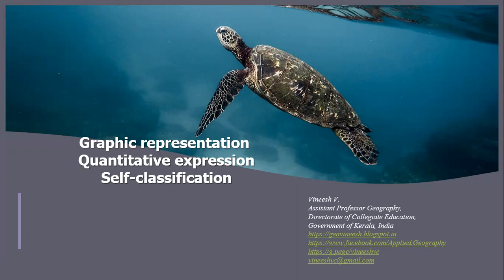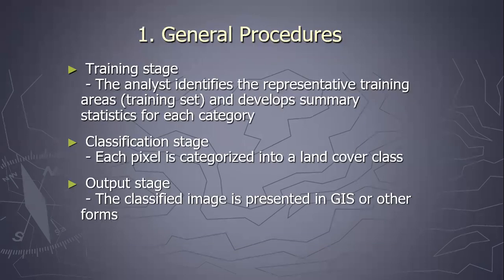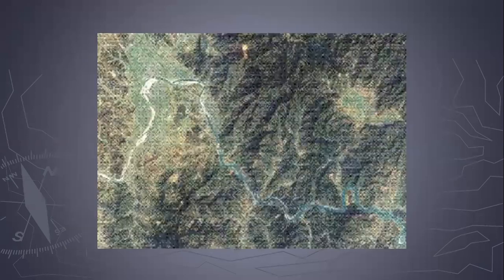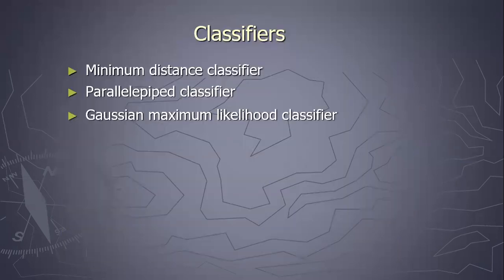And we have gone through different algorithms in supervised classification. Let us rewind that supervised classification, including the general procedures that we discussed, training, then classifiers, that is minimum distance classifier, parallelepiped classifier, and Gaussian maximum likelihood classifier. So all these three are different algorithms, fine.